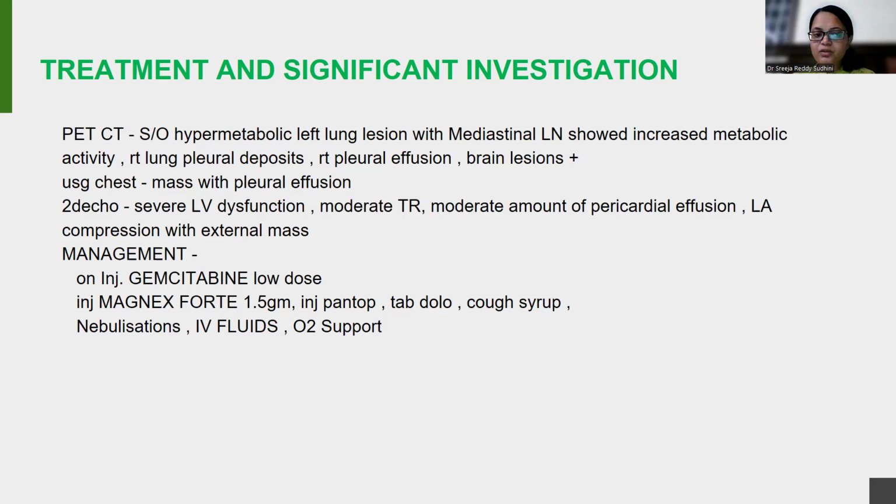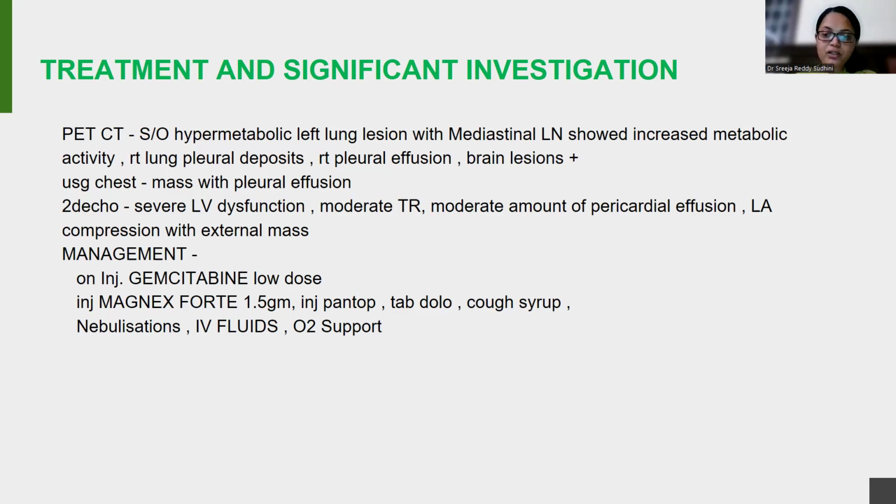An ultrasound chest was done. It shows a mass with a pleural effusion. And a 2D echo showed a severe LV dysfunction. There was a moderate TR, that is tricuspid regurgitation, and a moderate amount of pericardial effusion was also noted. And there was a compression of the left atrium with the external walls.